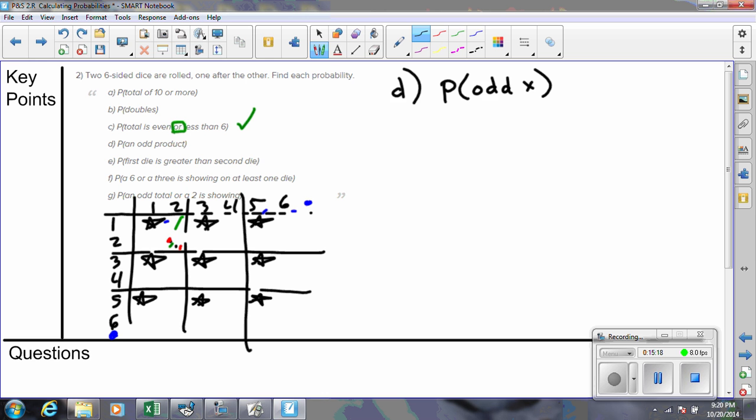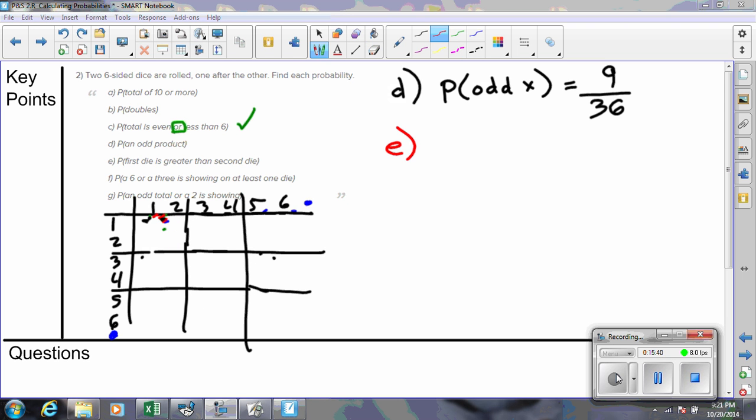If we understand that we have to have odd times odd to get an odd product, we can just look at it that way and count. Not even knowing what the numbers are, we can see that there are 9 stars. Those are all my successes out of the 36 possibilities. And so that one's finished up as well.